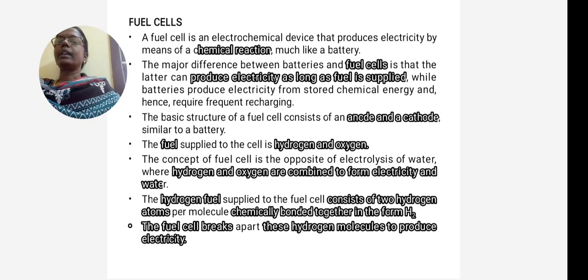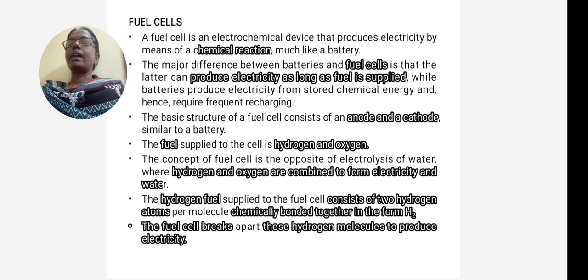Hi everyone. Today we will discuss fuel cells. Normally an electric vehicle uses a battery to produce the electrical energy that is given to the motor. Instead of a battery, we can use a fuel cell.